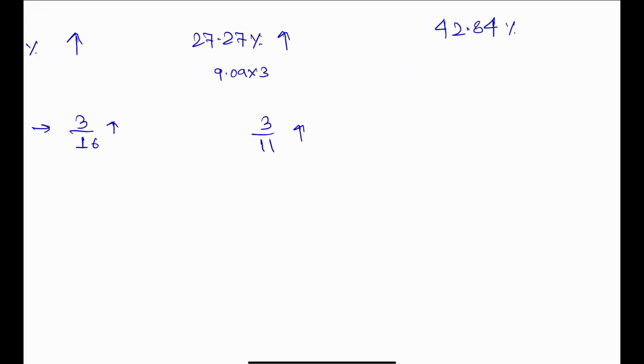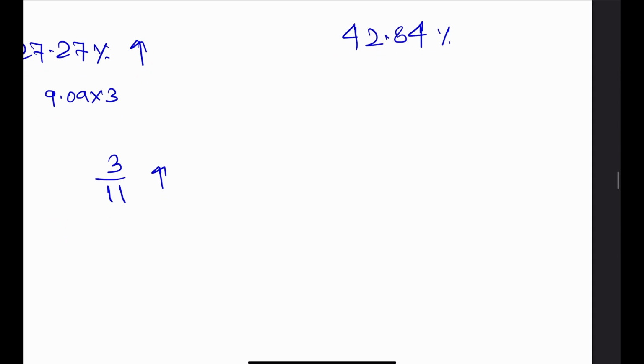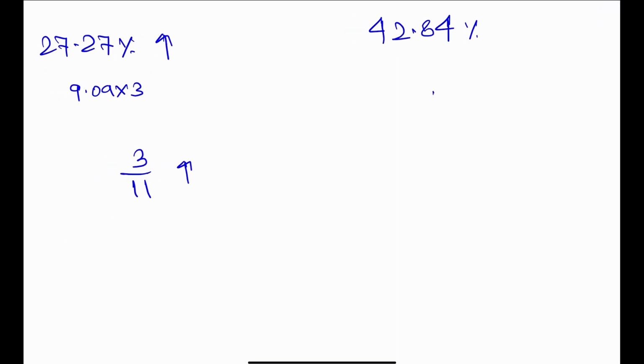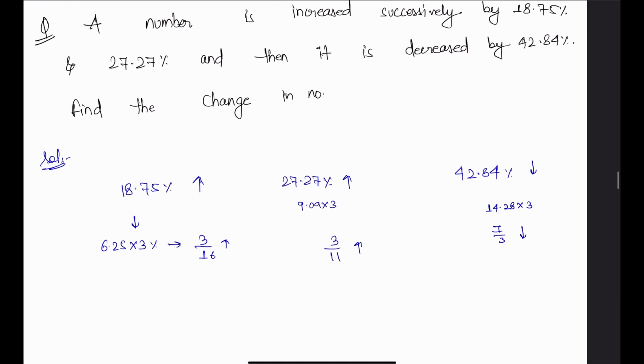So 42.84. How can I break it? 14.28 into 3, I guess. Okay, great. So it is 3 by 7 in the fraction. This is a decrease, right? Let me verify. Yeah, decrease. So find the change in number.